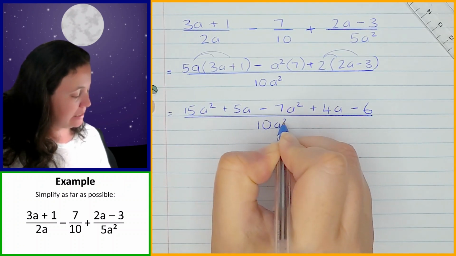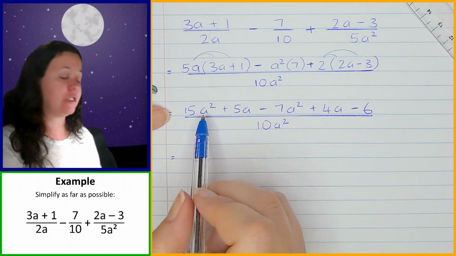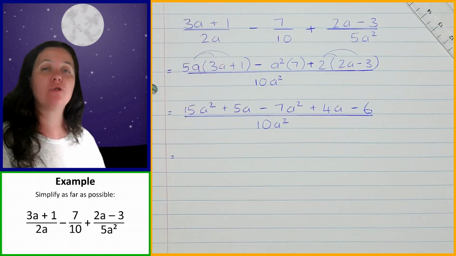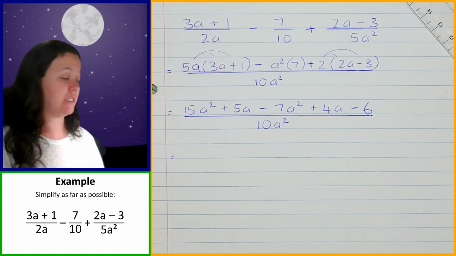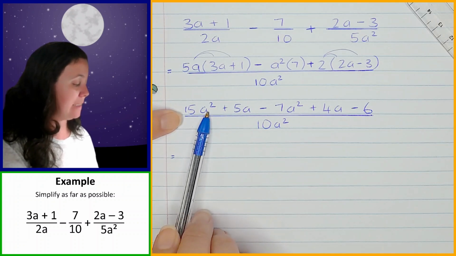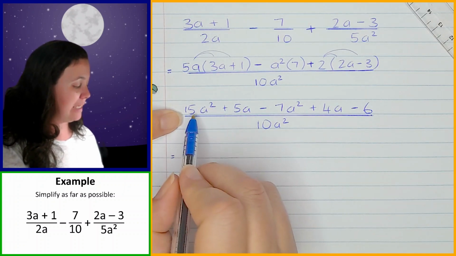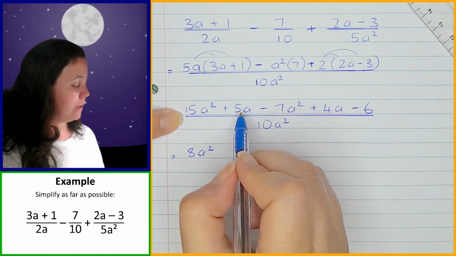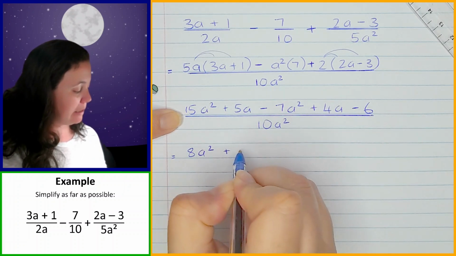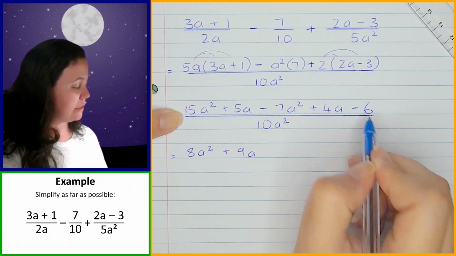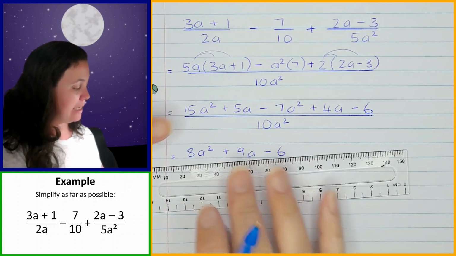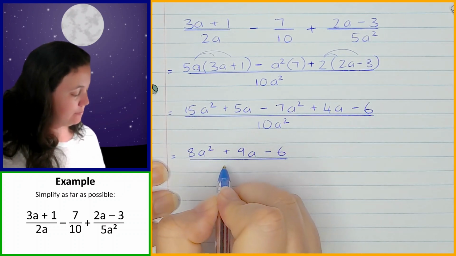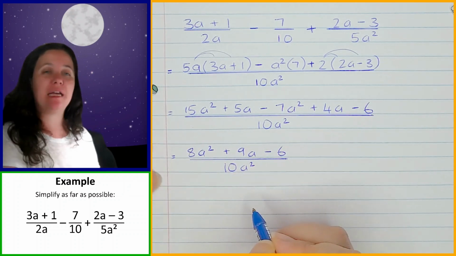So I've got 10a squared. And then now I'm going to go and go through each of these in the order from highest power down. We always try and write our expressions in descending powers. So over here, I'm going to start with my a squared, and then I'll do my a and then my constant. So I've got 15a squared minus 7a squared, that is 8a squared. Then plus 5a plus 4a is plus 9a, and then the only constant is this minus 6. And that all goes over 10a squared. And that's what you should get for that example.